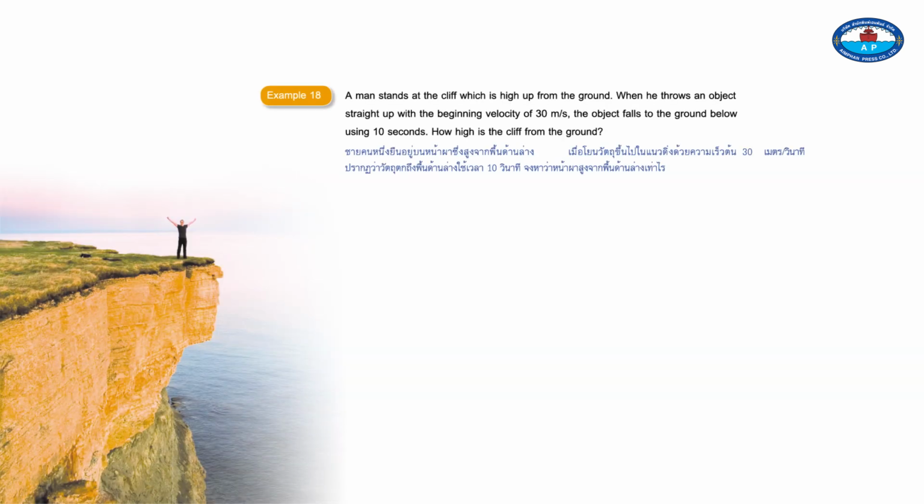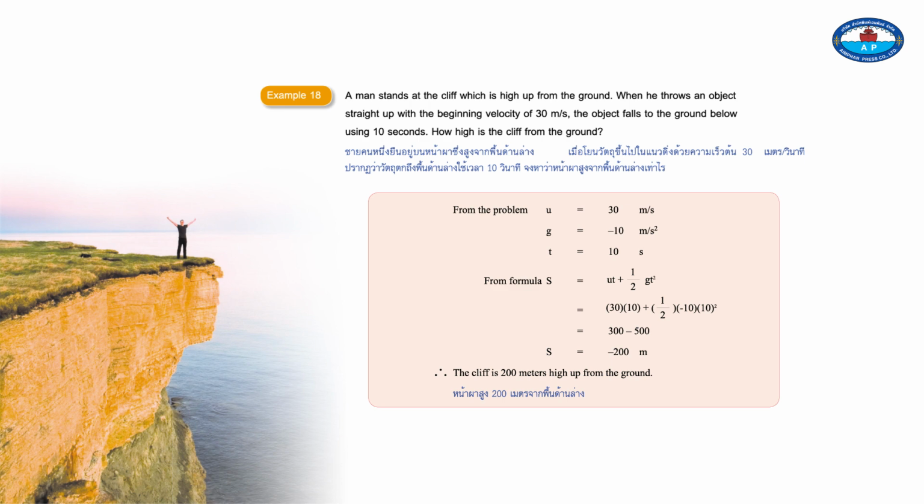Example 18. A man stands at the cliff, which is high up from the ground. When he throws an object straight up with the initial velocity of 30 meters per second, the object falls to the ground below in 10 seconds. How high is the cliff from the ground? The cliff is 200 meters high up from the ground.